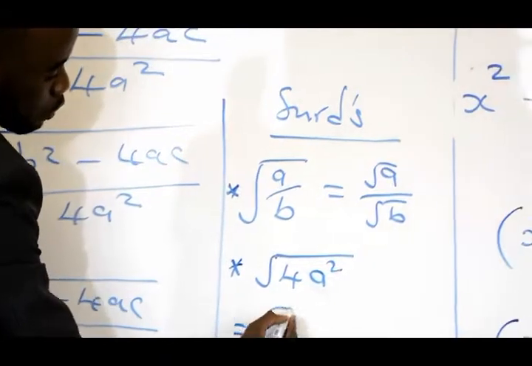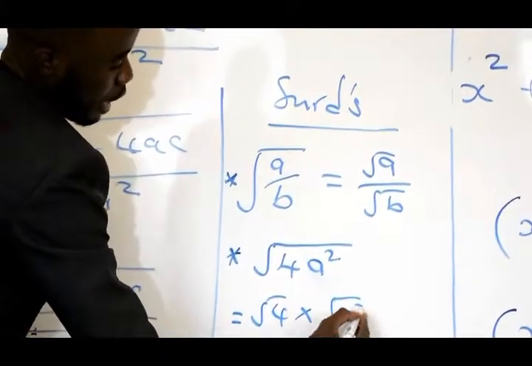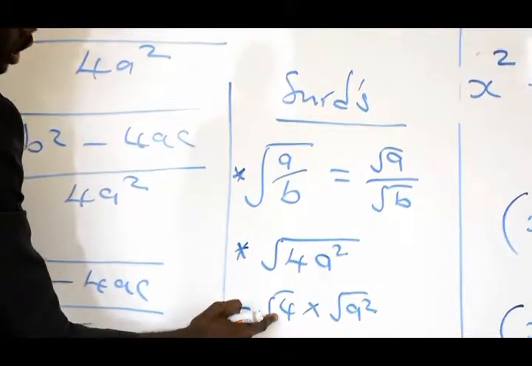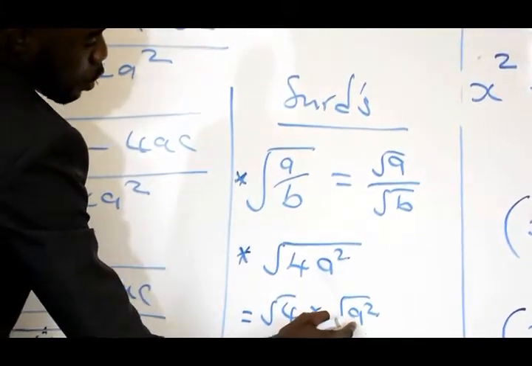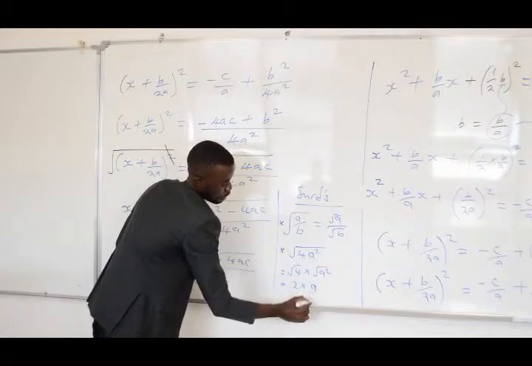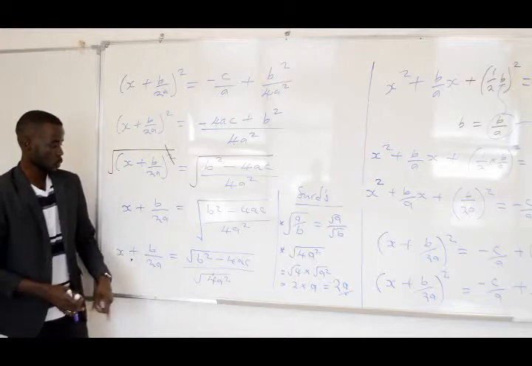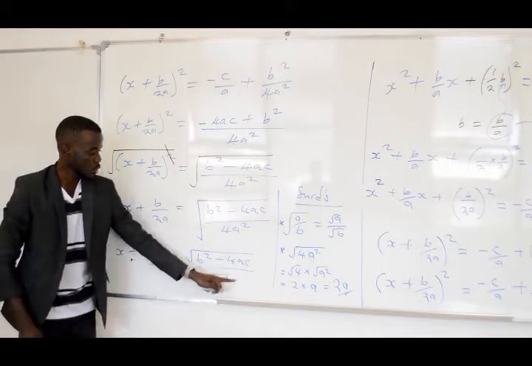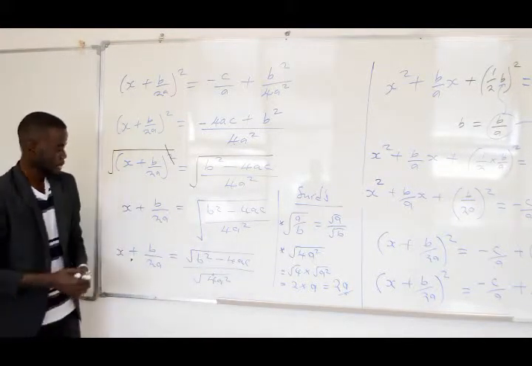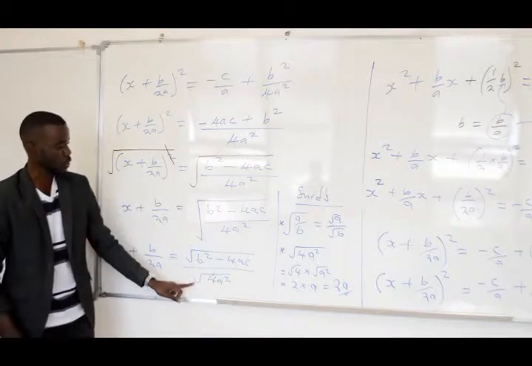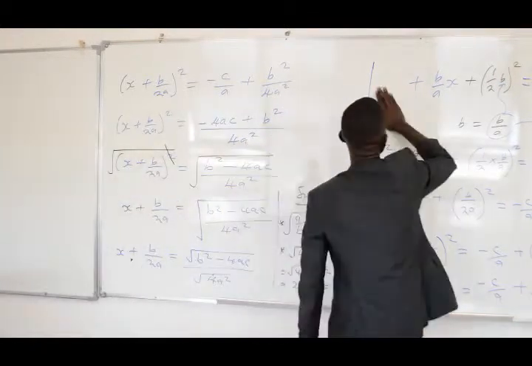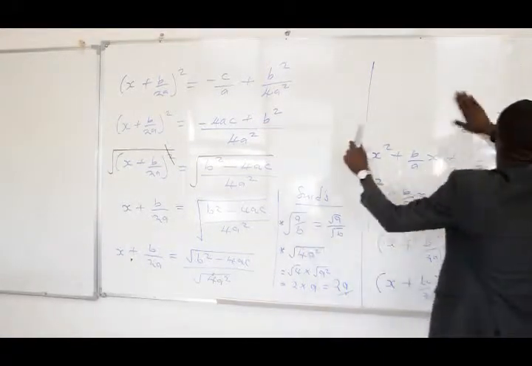We write it as the root of 4 times the root of a squared, where you know that the root of 4 is 2 and the root of a squared is just a. You multiply them, you get the answer as 2a. So the root of 4a squared is just 2a. So we are going to remove it and substitute it with 2a. We are almost done proving the quadratic equation.